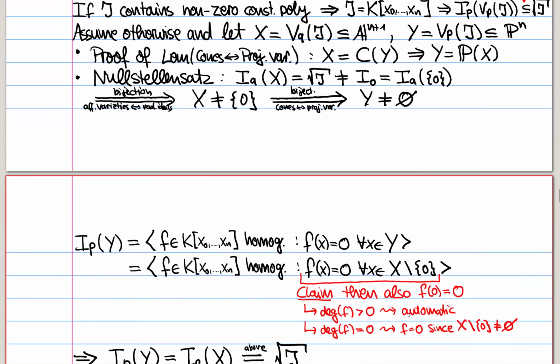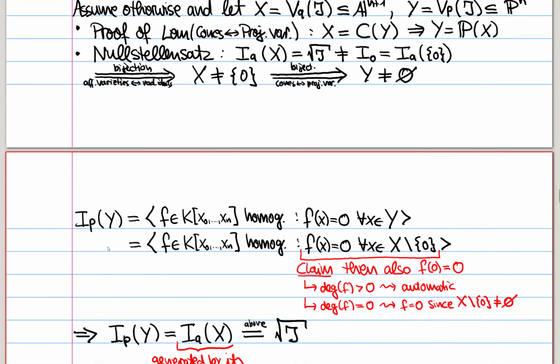So when you look at this equality, this is almost the same thing as saying this is the ideal generated by homogeneous polynomials vanishing on all of X. If we had that, then this would basically be the ideal of X. And we want to claim this is indeed true. So what we have to show is that if a homogeneous polynomial f vanishes at all points of X minus 0, then it also vanishes at 0 itself. This is the claim here.